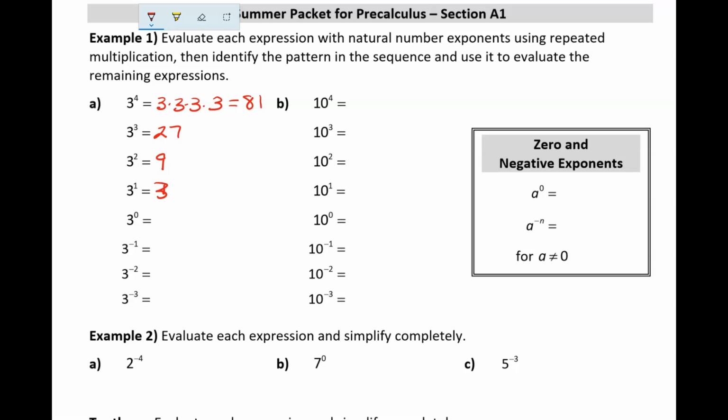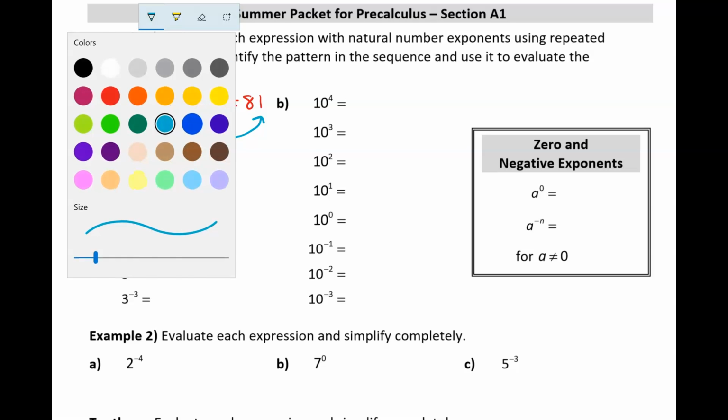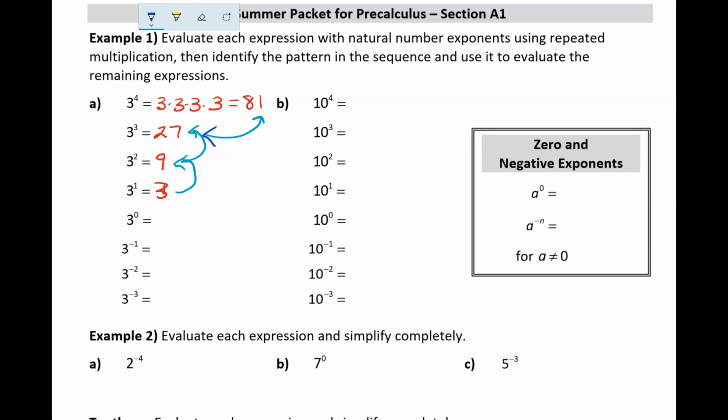And what you'll notice is that as we go from number to a higher exponent, we multiply by 3, multiply by 3, multiply by 3. If we go in the opposite direction, we're going to divide by 3. So if we keep dividing by 3 to get the next number, 81 divided by 3 is 27, 27 divided by 3 is 9, 9 divided by 3 is 3, 3 divided by 3 is 1, 1 divided by 3 is 1/3, 1/3 divided by 3 is 1/9, and 1/9 divided by 3 is 1/27.